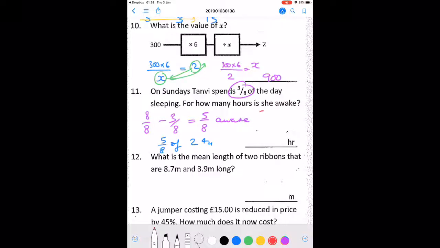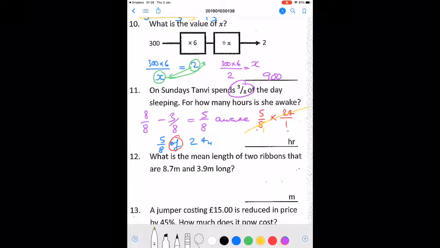Now, we can quickly turn this into a question where "of" becomes a times. 24 becomes 24 over 1. Then we try to cancel diagonally if we can. So we divide that by 8. Divide that by 8. It's called cancelling. So we end up with 5 times 3, which gives us a nice, lovely 15 hours.